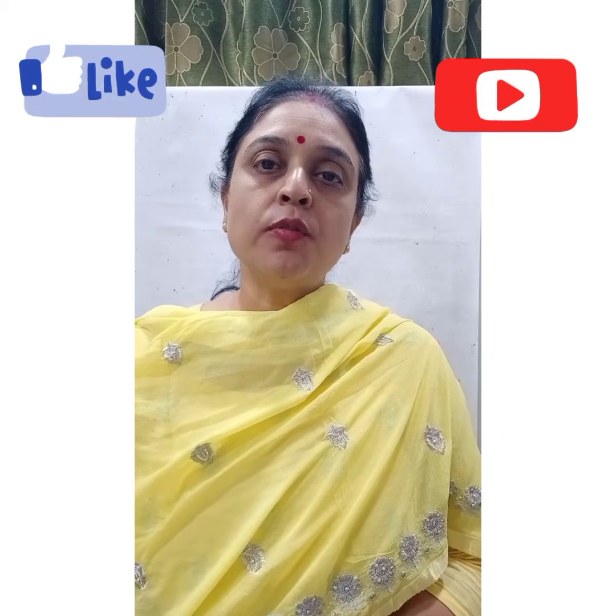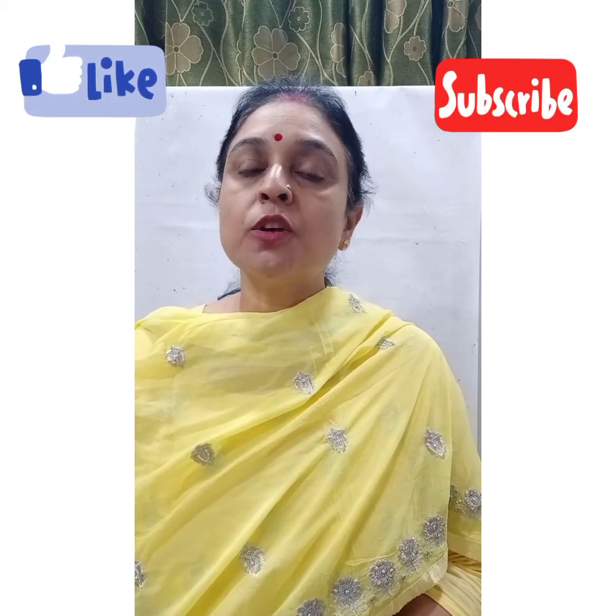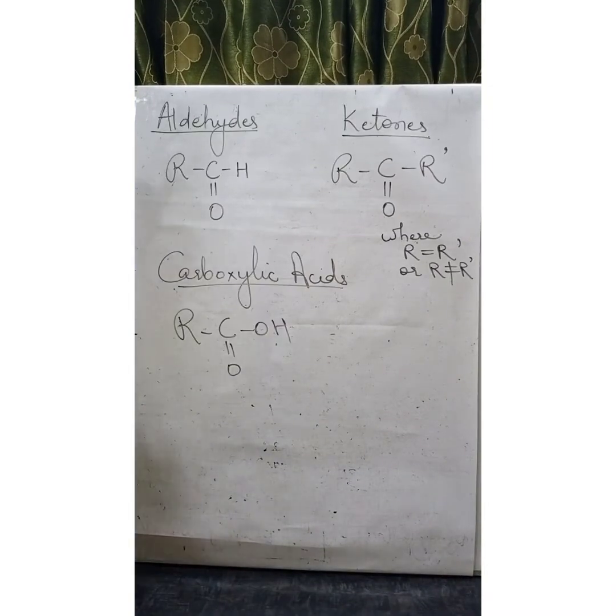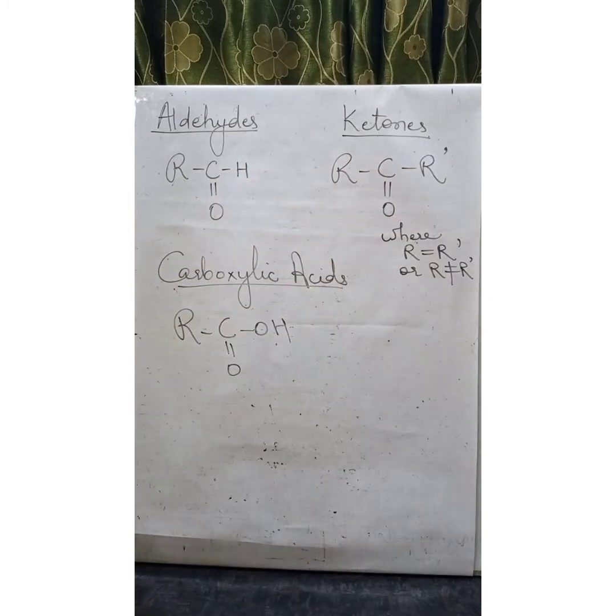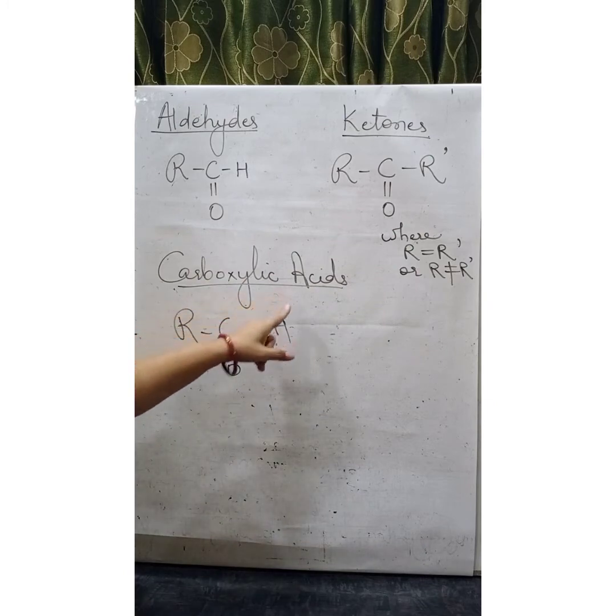In this video, we will discuss methods of preparation of aldehydes, ketones and carboxylic acids. First of all, let us see the structure of aldehydes, ketones and carboxylic acids. Aldehydes contain the CHO functional group. Ketones have the C=O functional group and carboxylic acid contains the COOH functional group.